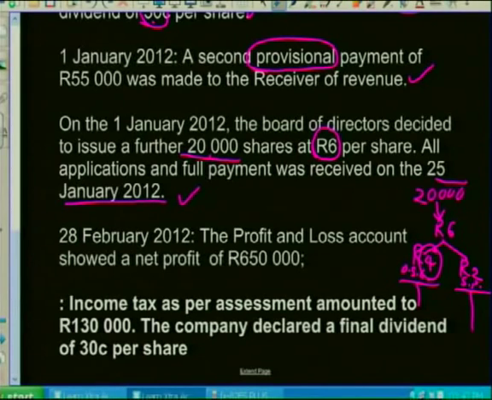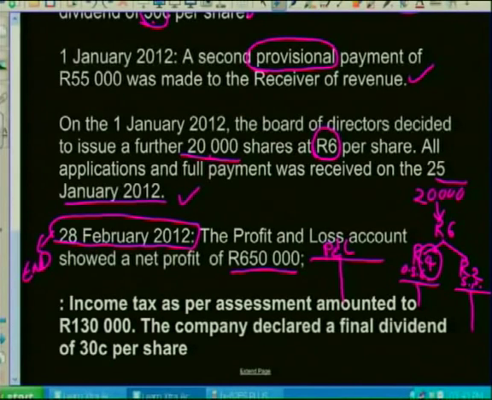Right, let's move on. Next transaction. Okay, so we're now done with the 1st of Jan. Let's now move on to the 28th of Feb 2012. Now immediately guys, this is the end of the financial year. The profit and loss account showed a net profit of 650,000. So after taking into account all your expenses and all your income, in other words, after drawing up your final account, profit and loss, you are ending up with a profit of 650,000. Now remember guys, that 650,000 now needs to be appropriated.